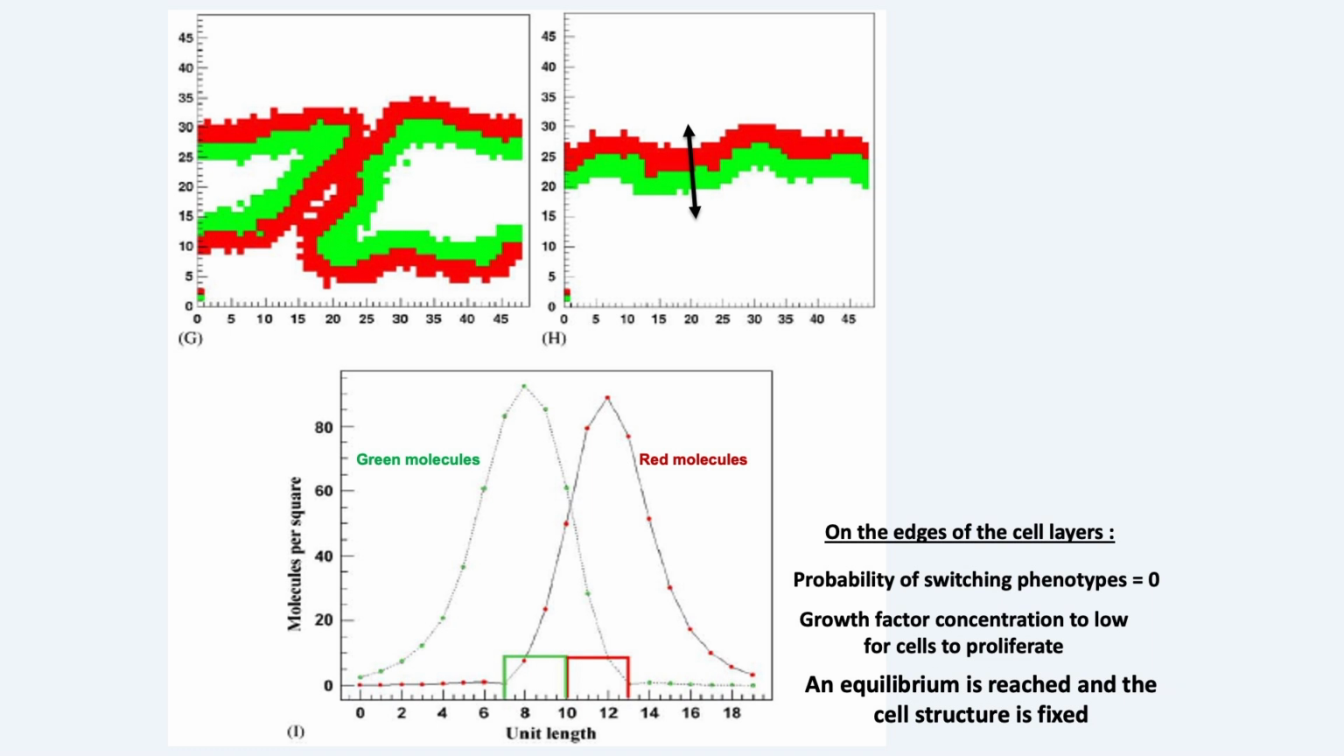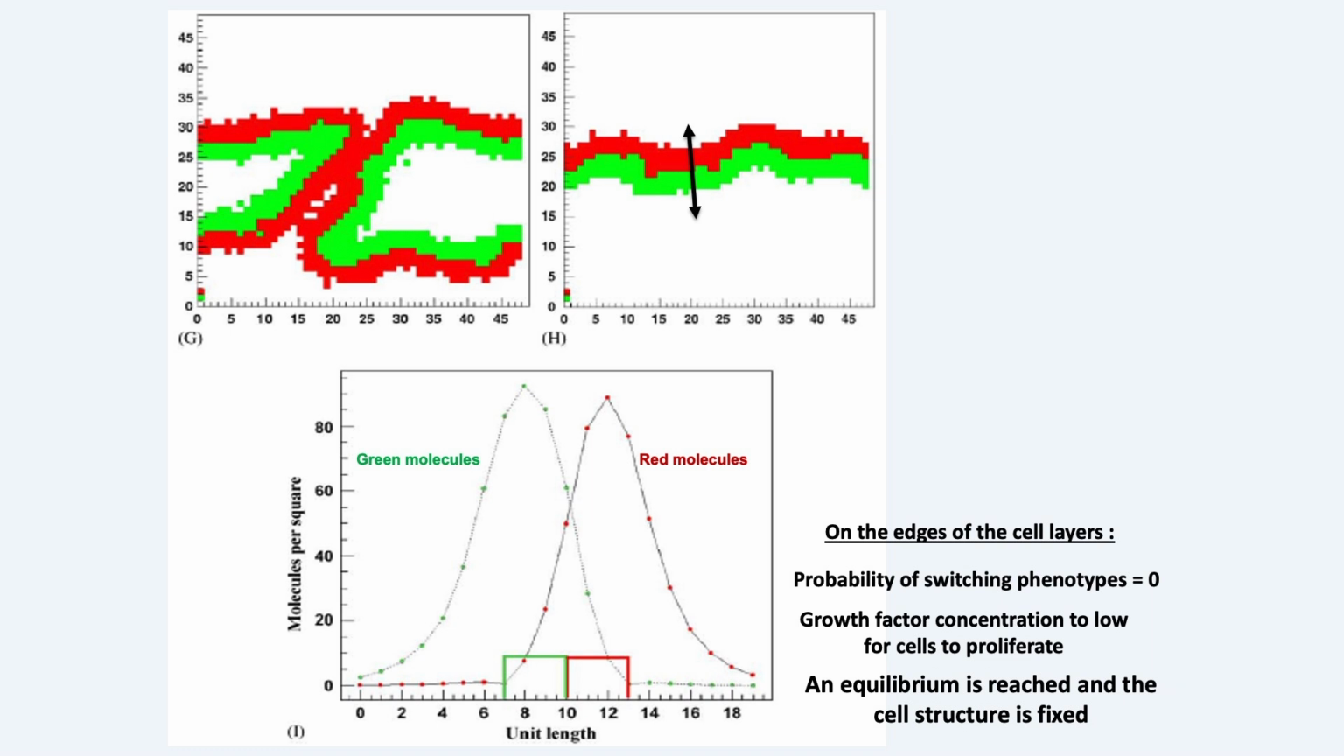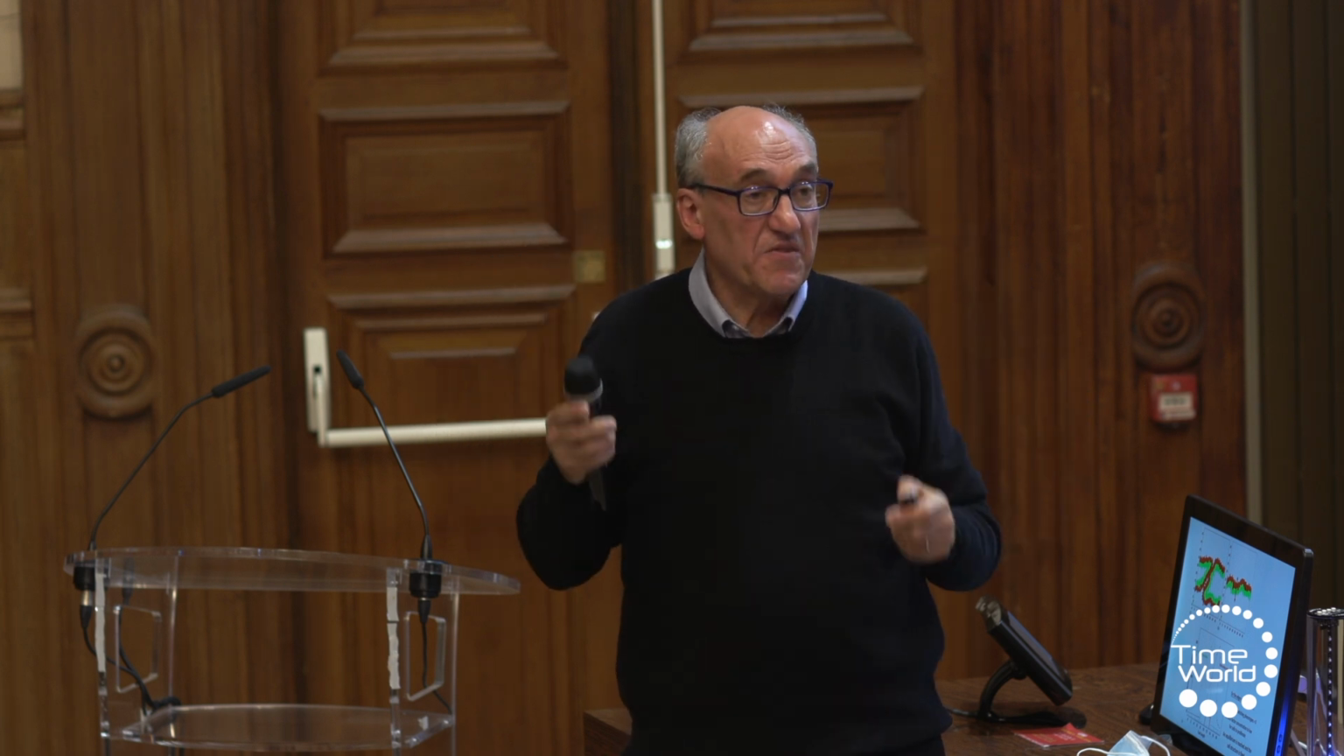On the one hand, here on the red edge, the concentration of growth factor, meaning green molecules for red cells, is so low that these cells can't proliferate. But this is not enough. On the other hand, these cells could switch to green phenotype and resume growth, as happened in the other case of computer simulation. But the concentration of red molecules here is so high that the switching probability of these cells is null. They are totally stabilized, and they can't switch to the other type. So it is the conjunction of these 2 factors that creates an equilibrium state of the structure, and the structure is fixed.